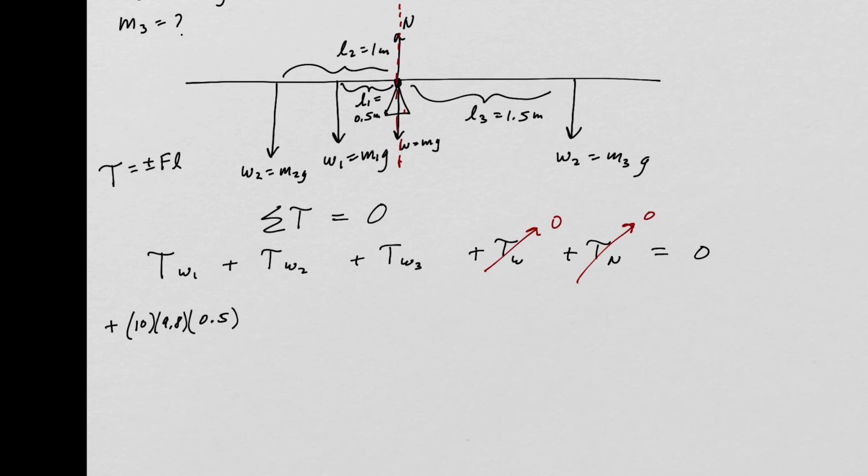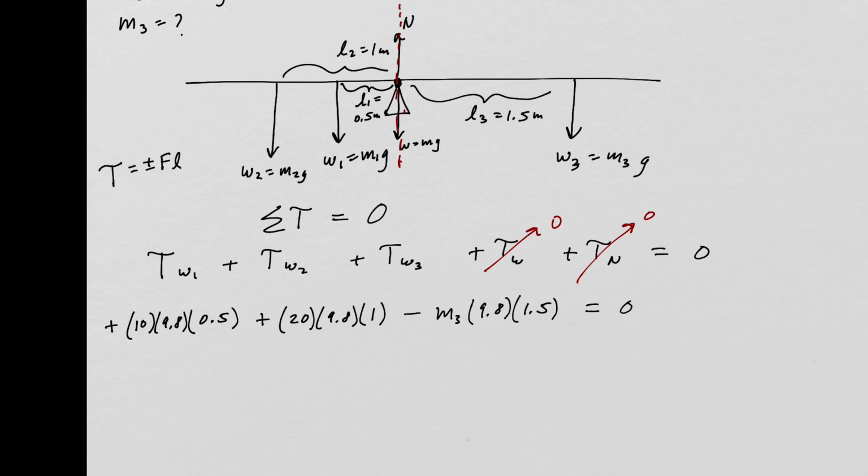Okay, then I have the torque due to weight 2. Well, the weight 2 is going to be 20 times 9.8 times the moment arm. The moment arm is 1 meter. And that torque is also positive. And then the torque due to weight 3. Weight 3 is going to be the mass 3, which I don't know, so I'll leave that open, times 9.8 times the moment arm, but the moment arm is just this horizontal distance, 1.5 meters. And since that weight, if I actually applied W3 there, it would cause it to rotate clockwise. This is a negative torque, and that's going to equal 0.